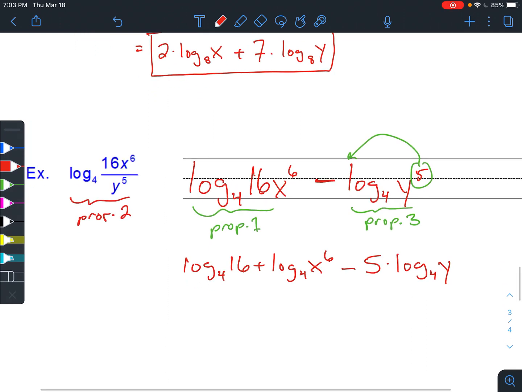Okay, I've got log base 4 of 16. That is a number, so you need to ask yourself, hey, is that something I can simplify, or is it something I should leave alone? Well, certainly 4 to the 2nd would be 16, so definitely turn that guy into a 2.